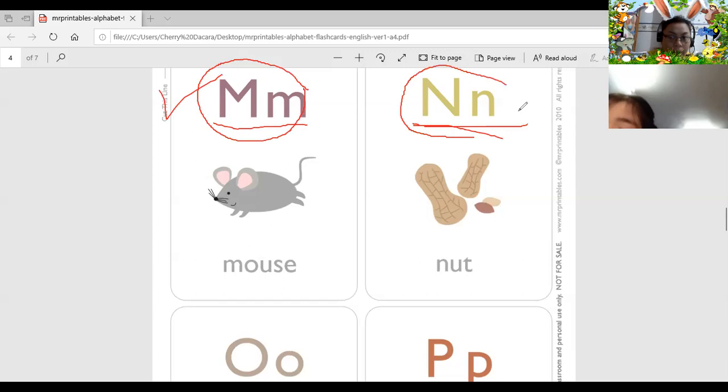Letter N. Letter M. Okay, very good. Again, Bong, this is letter M. This one is letter N. Okay, letter N. Very good.